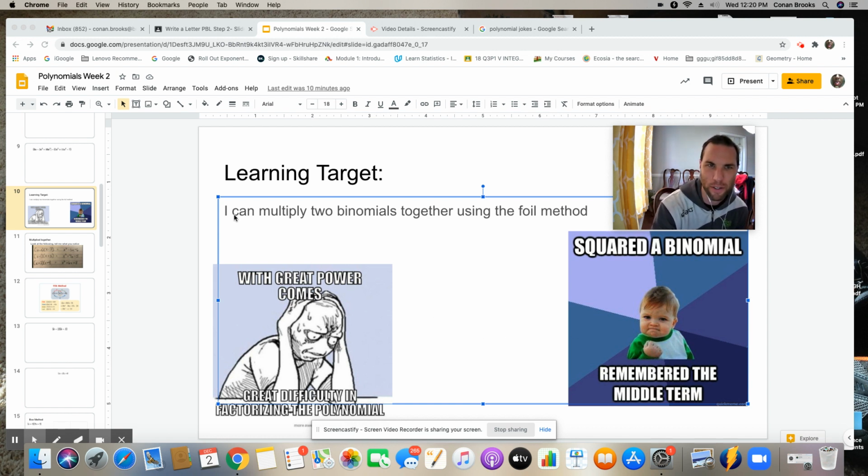Okay, so our learning target today is I can multiply two binomials. I can multiply two binomials together using the FOIL method.